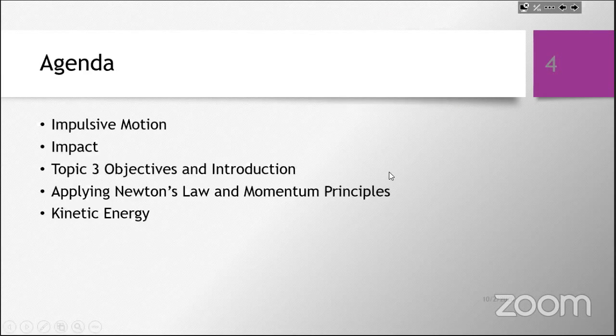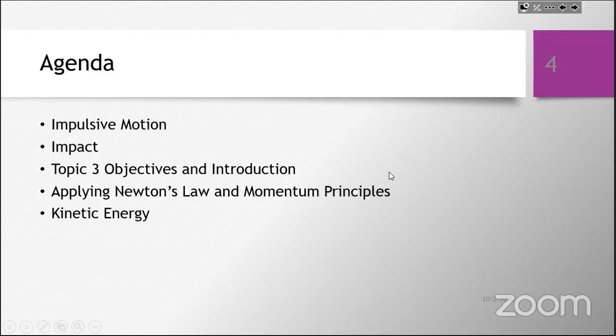Today we're going to continue with what we were talking about last class. We're going to continue on with impulse. We're just trying to build our toolbox right now. We're going to talk about momentum too, because impulse and momentum go hand in hand. When we talk about impulse, we're really talking about collisions. So how do we deal with two particles that are hitting each other, which leads us right into impact.